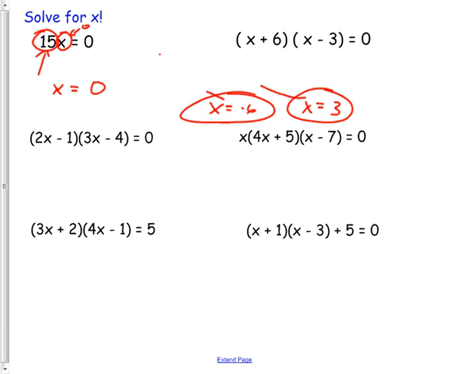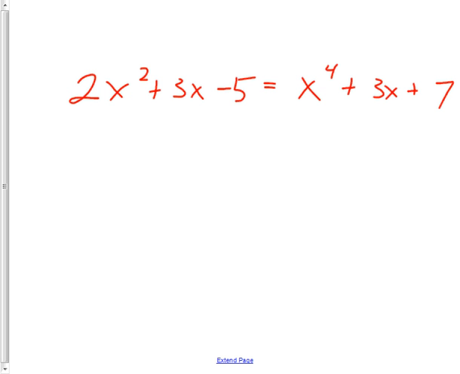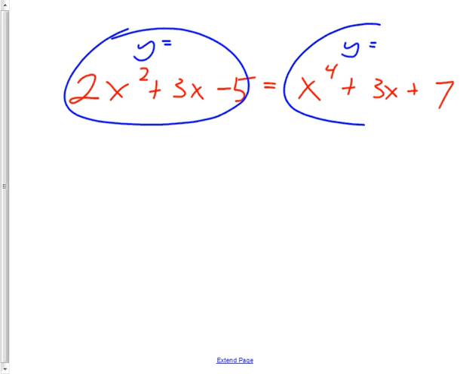One of the things that I think is under-taught, and I know I taught middle school for a long time and I never taught this, but it's really powerful, is this: if you have an equation, no matter what kind of equation, like 2x squared plus 3x minus 5 is equal to x to the fourth plus 3x plus 7, that would be a real pain in the butt to try to solve. But there is a really simple way to solve it with graphing. If you graph both sides, y equals this, and y equals this, and you see where they cross.